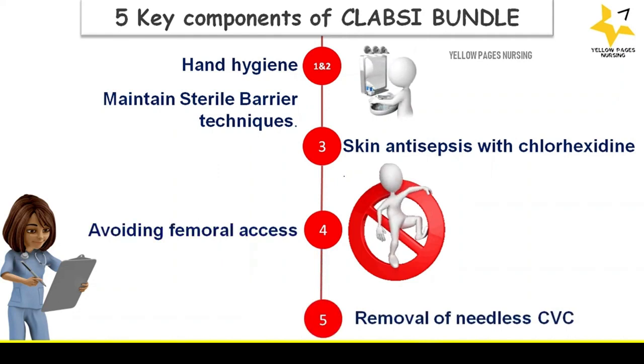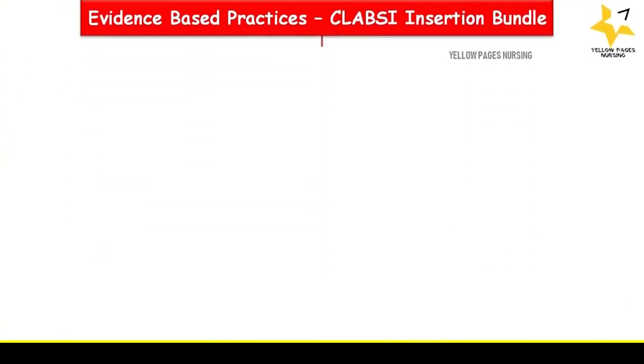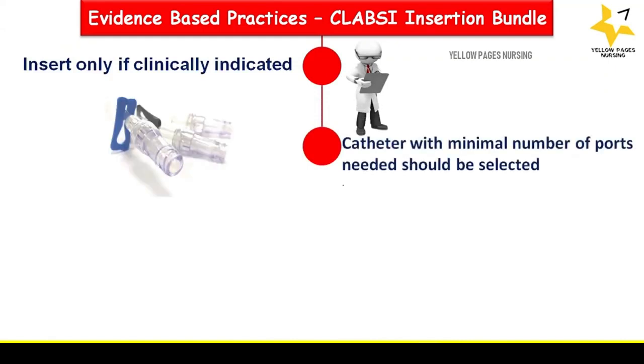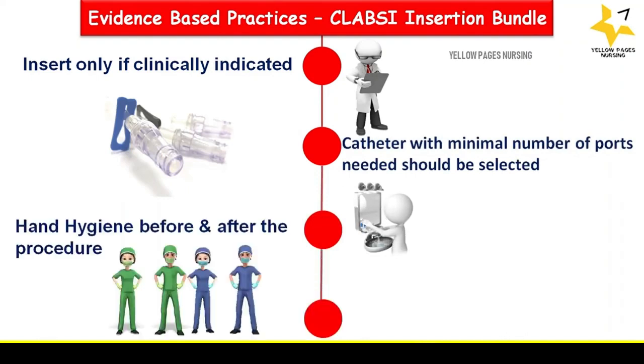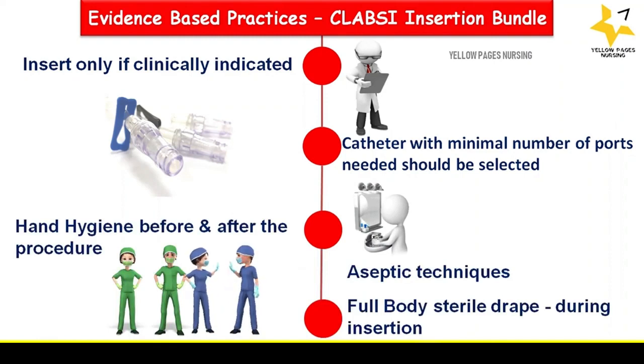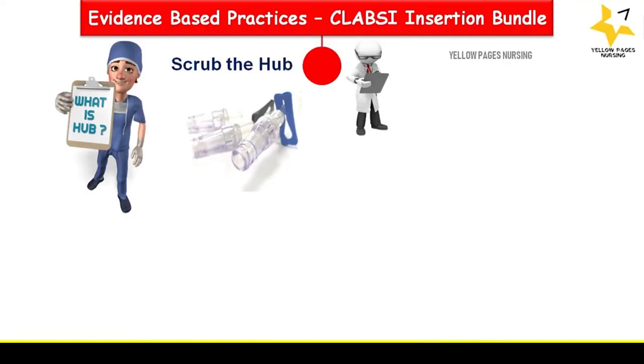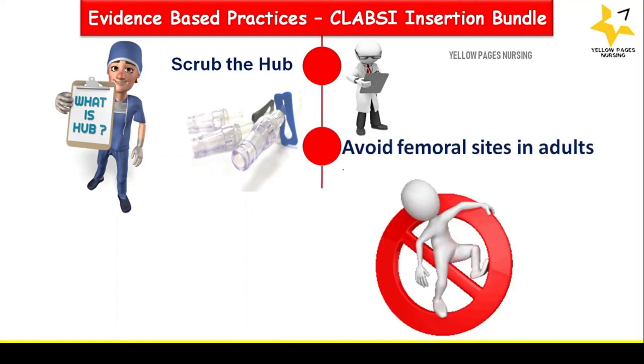Some of the evidence-based interventions that come under the insertion bundle are: insert only if clinically indicated, a catheter with the minimal number of ports needed should be selected, hand hygiene before and after the procedure, aseptic technique using all PPE for insertion and maintenance, full body sterile drape used during insertion, scrub with 2% chlorhexidine with alcohol for skin disinfection and allow it to dry for 30 seconds, avoid femoral site in adults, use sterile gauze or transparent dressing.